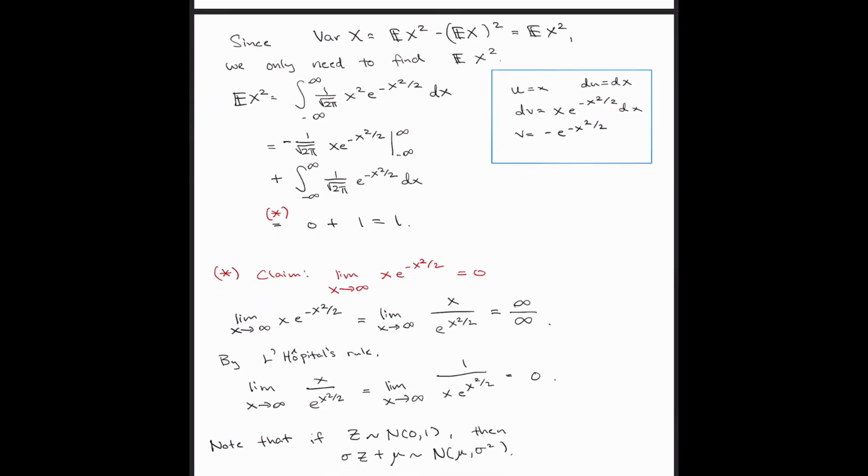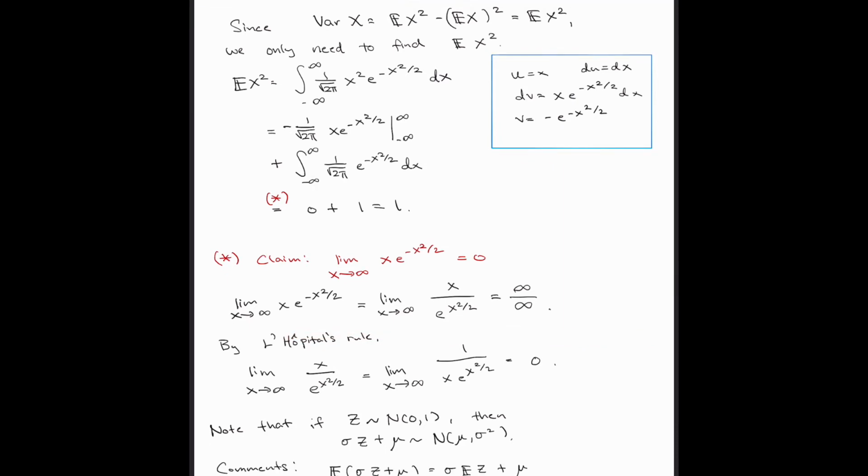Okay, so we can apply L'Hopital's rule because x is continuous and differentiable, right? The derivative of x is 1, and that's also continuous. And e to the x squared over 2 is also continuous and differentiable over the entire real line. So we can apply L'Hopital's rule.